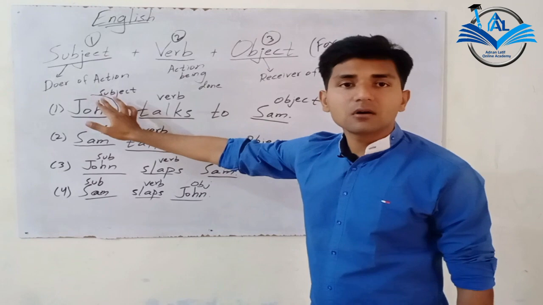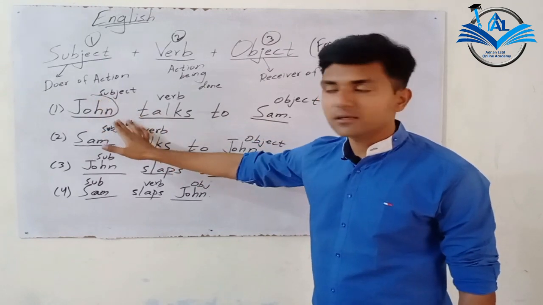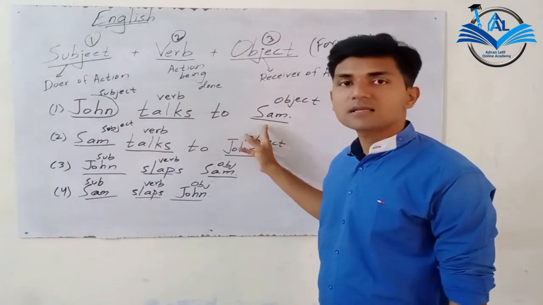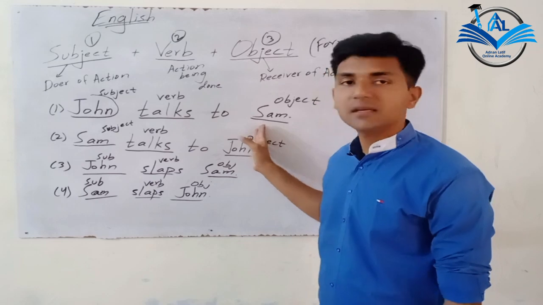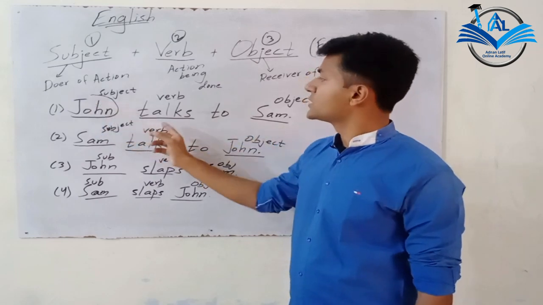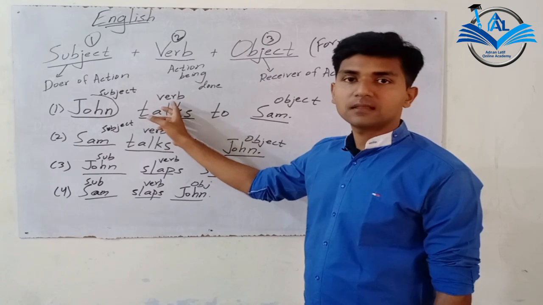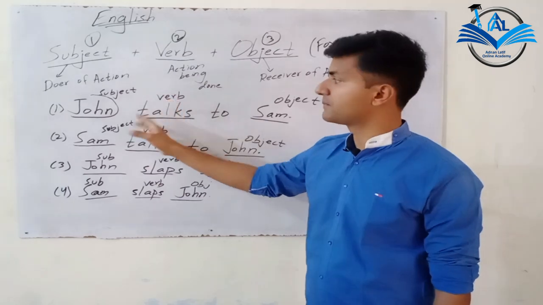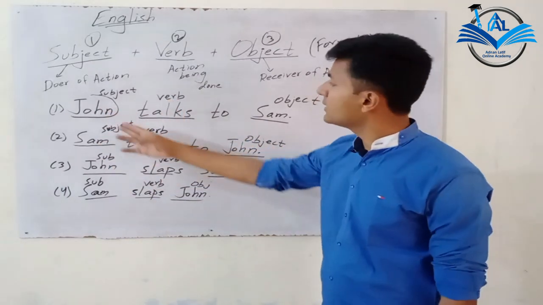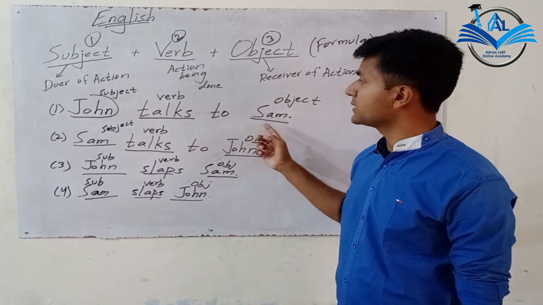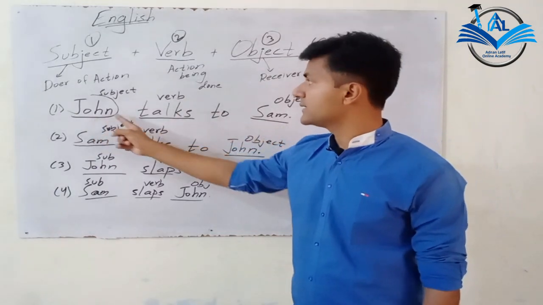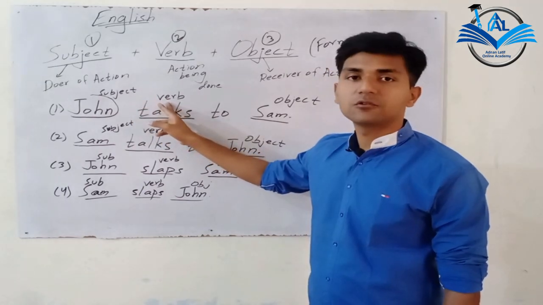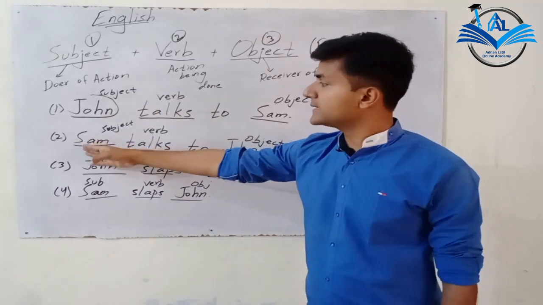John, it is subject because John talks. Here John is talking, so John is subject. Sam is object because Sam is silent and Sam is being talked to by John. So the word talks, the action is talk, so talks is verb. So this is verb. So we have an example that John talks to Sam. So here Sam is object and John is subject, and John's action is talking. So this is verb.